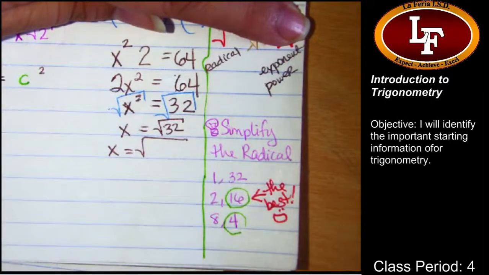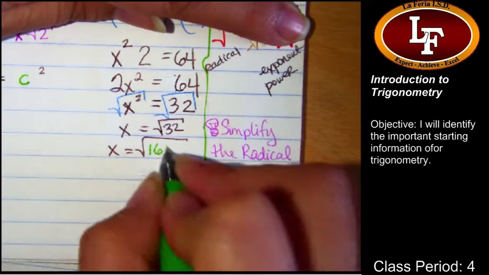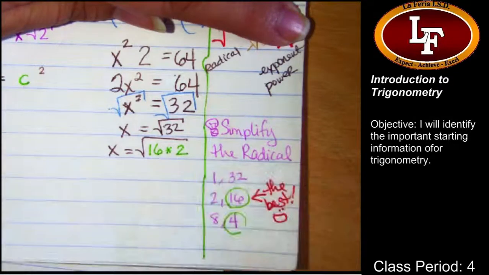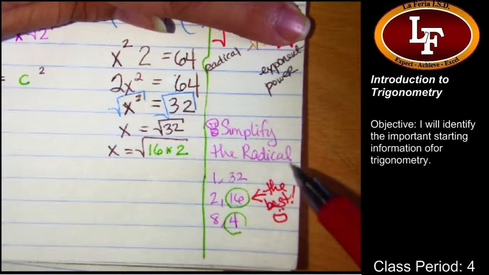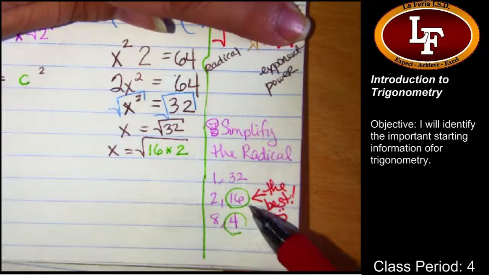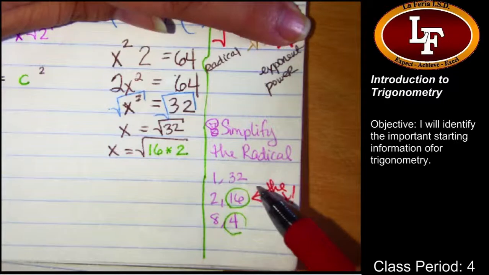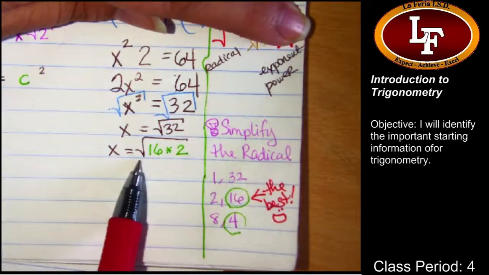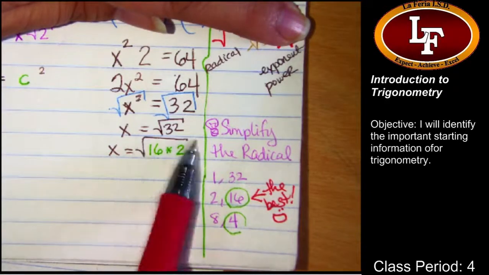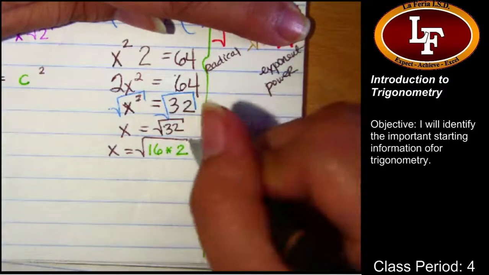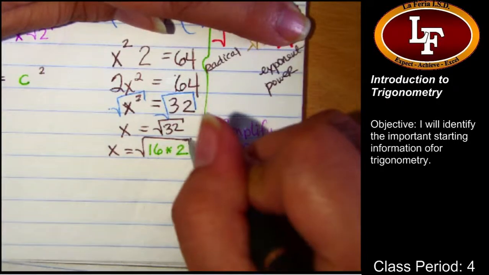Do your replacement. I'm going to put the 16 first because the 16 is my perfect square. Is that radical or not radical? Radical. The 16 times 2. Is that square root or radical? The x equals. This one. Yeah. Oh, it's the radical. It's the square root. Yeah. There we go.